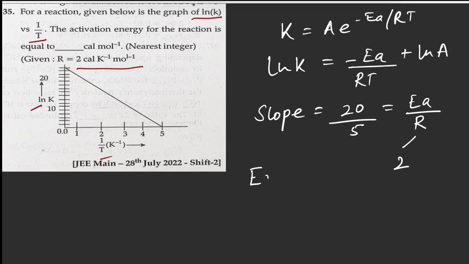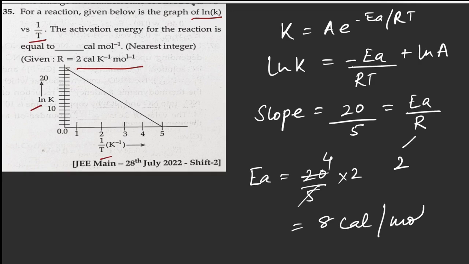Solving, value of activation energy will be equal to 20 by 5 into 2. So this is 5 4s are 20 and 4 2s are 8. So value of activation energy is 8 calories per mole. So the answer here will be 8 calories per mole.